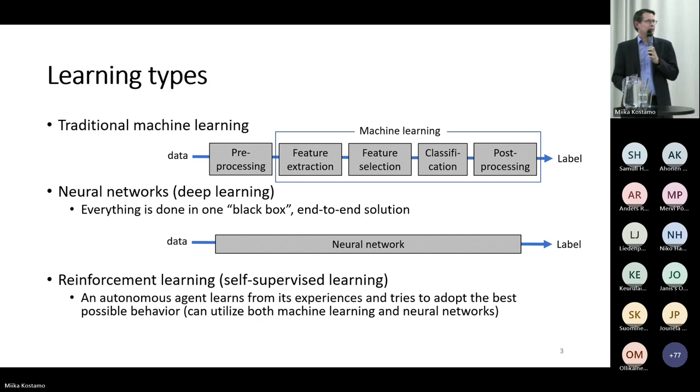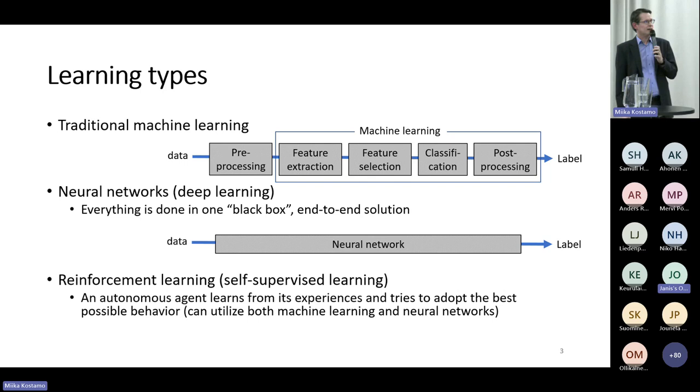So let's check these terms a little bit. From this slide on, I use traditional machine learning, making the difference from deep learning. And the difference is that traditional machine learning is more likely based on a statistical basis and not on neural networks. And deep learning is just a neural network that has a lot of layers. So that's the difference in my slides.